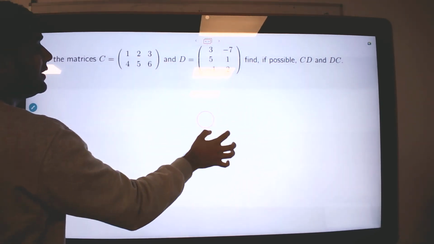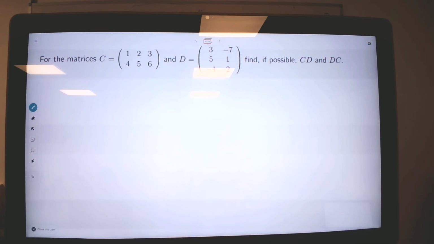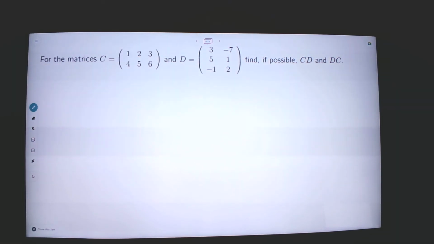So now let's try this one. You've got the matrix 1, 2, 3, 4, 5, 6 and 3, minus 7, 5, 1, minus 1, 2. So that's matrix C and that's D. First you need to find out if you can multiply these matrices or not. Then have a look if you are able to find CD, and then whether you can find DC as well. So let's try this one, please.